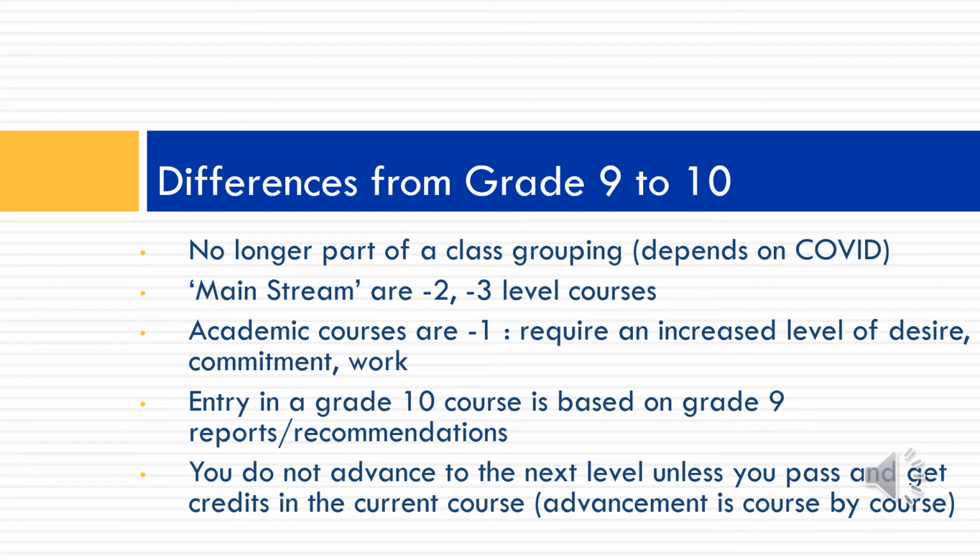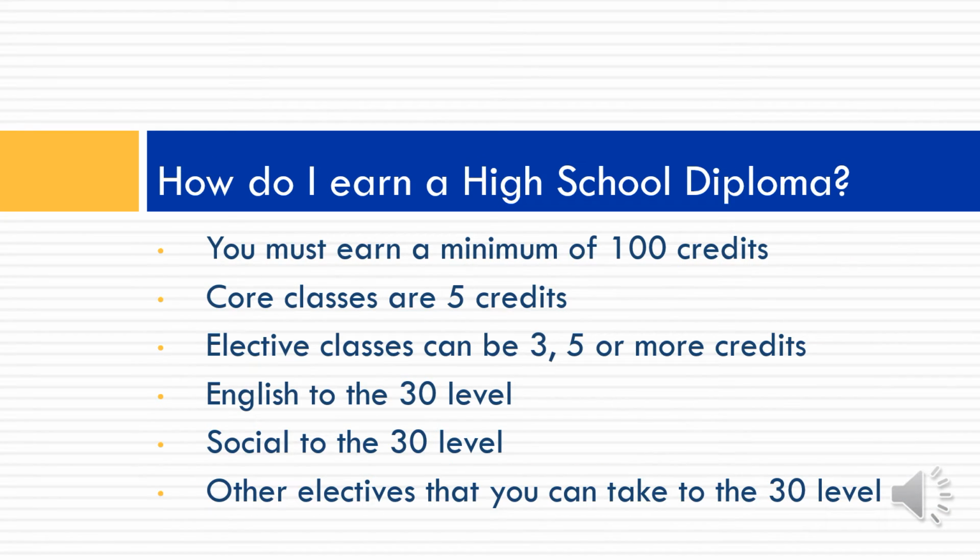Major difference between that and in grade 9 is that in grade 9, K through 9, you moved grade by grade, and in high school you move advanced course by course. All right, so let's answer what the big question is. How do I earn a high school diploma?